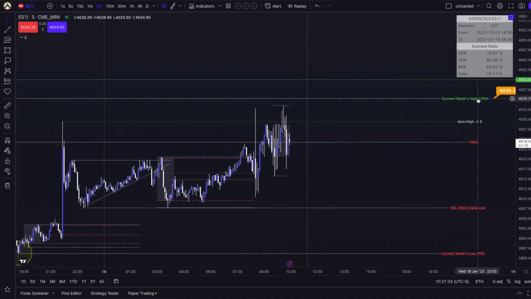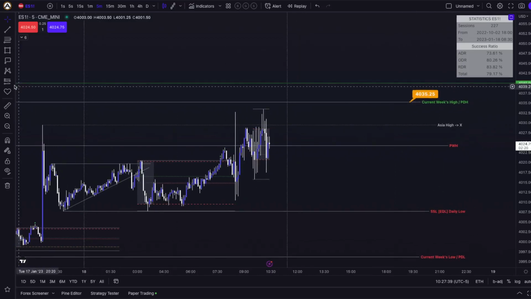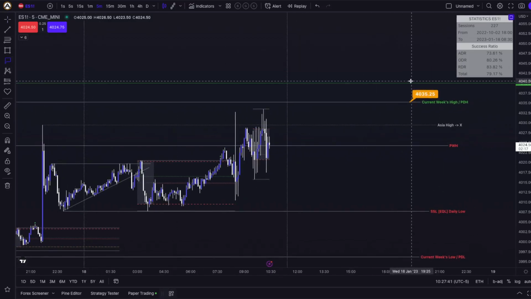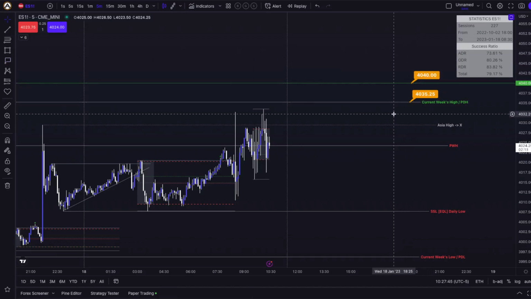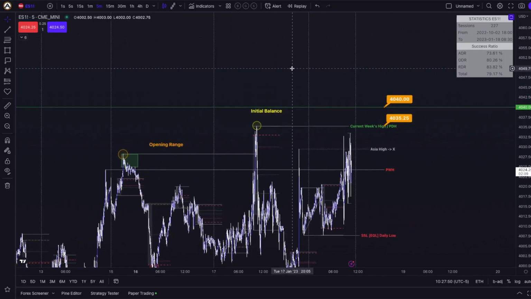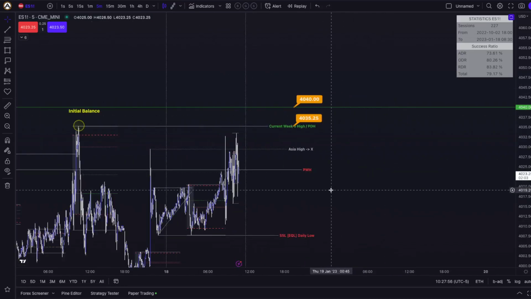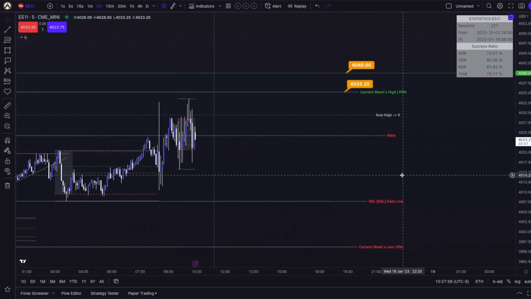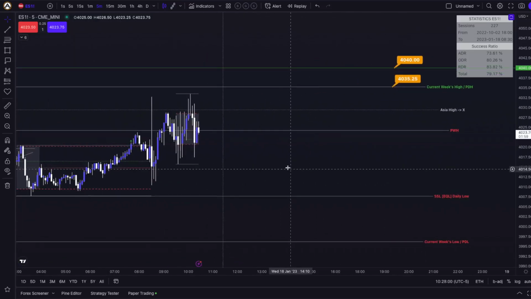But overall, this would be our next draw on liquidity, the 40, 35 and a quarter level right here. The next one would be 40-40 right here. And after that, I'd say the next institutional key level would be the half level for the next 50 handle range right here at 40-50. So let's see, our range is about to close in 2 minutes.